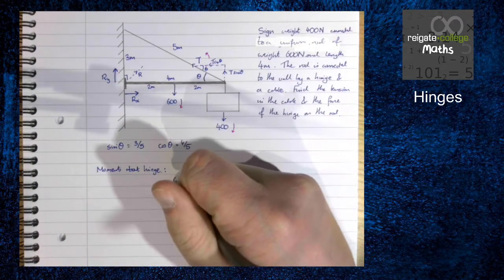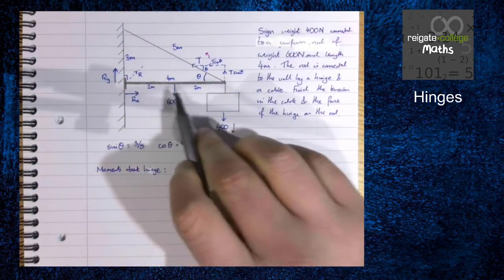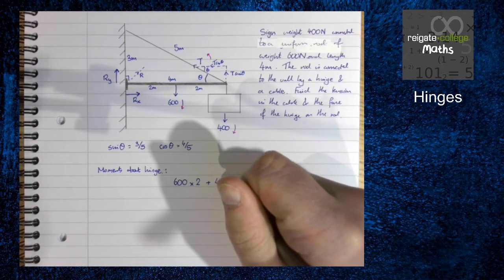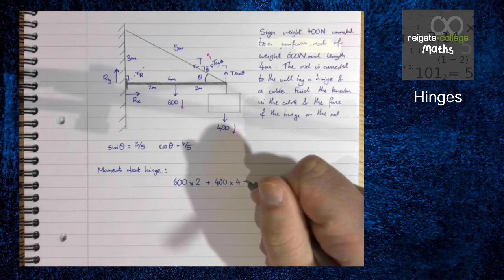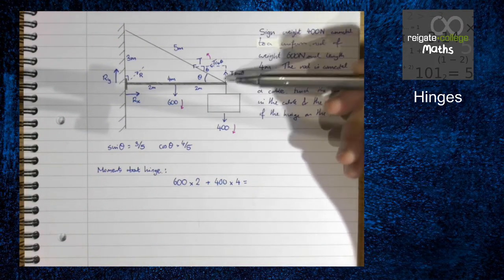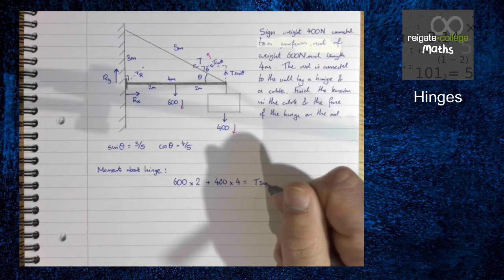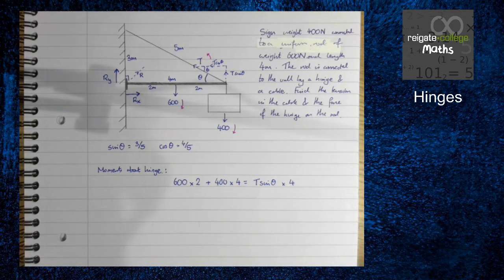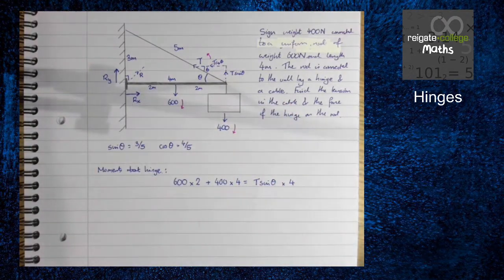So we've got 600 times the perpendicular distance to our pivot here, so times 2, plus 400 times the perpendicular distance to the pivot, 4. And that's going to be equal to the moment caused by this force, so it's T sine theta times 4. Because that is the perpendicular distance from this component of the force to the hinge. So it's just normal moments.